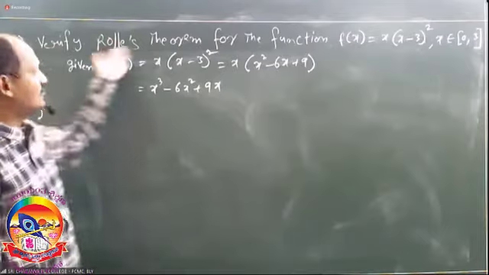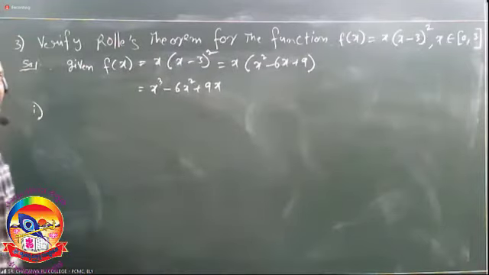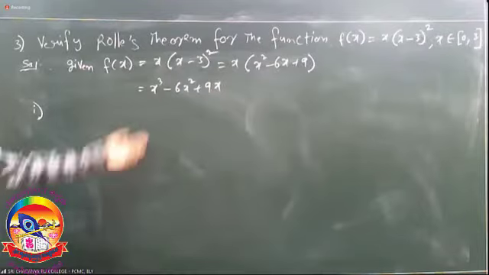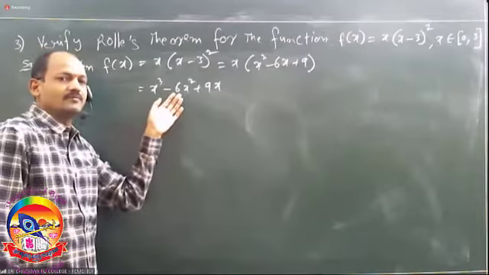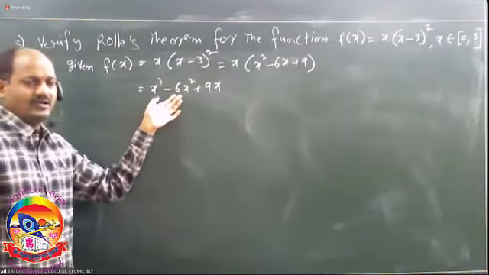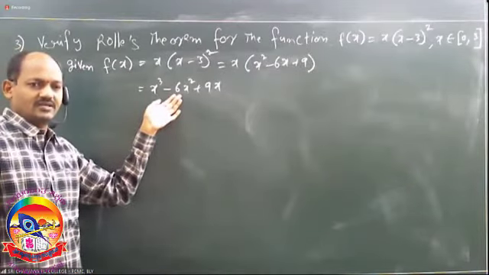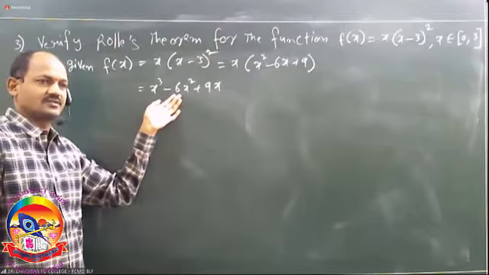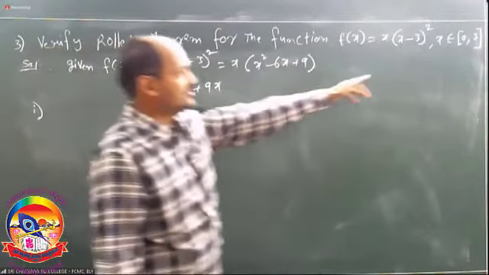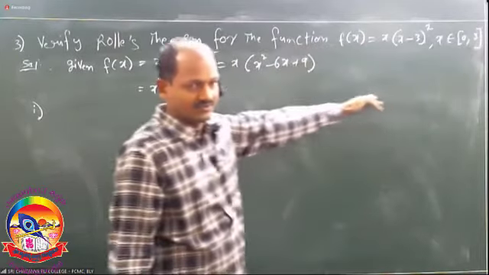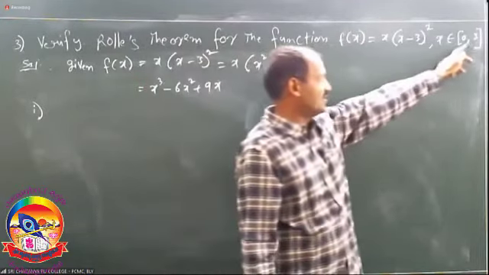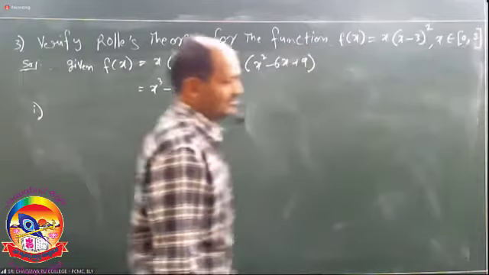Question on verify Rolle's theorem. What is the first condition? Verify whether it is continuous or not. Clearly, which type of function is it? It is a polynomial function. We know that every polynomial function is continuous for all x. In particular, on 0 to 3 also it is continuous.